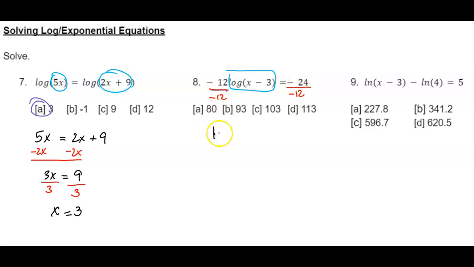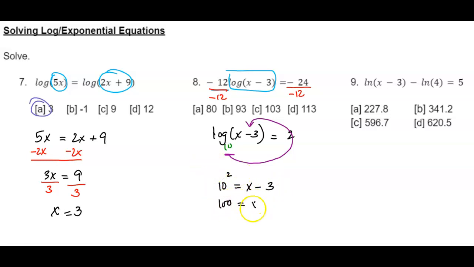All right, that's going to give me log of x minus 3 is equal to +2. Now the log is by itself. Also remember that if the base is not written, it is default base 10. So now I've got to convert. I'm going to start with the base, go towards the equal sign. 10 raised to the second power equals x minus 3. Again, that's 10 to the second equals x minus 3. 10 to the second is 100 equals x minus 3. Last step, add 3 to both sides.